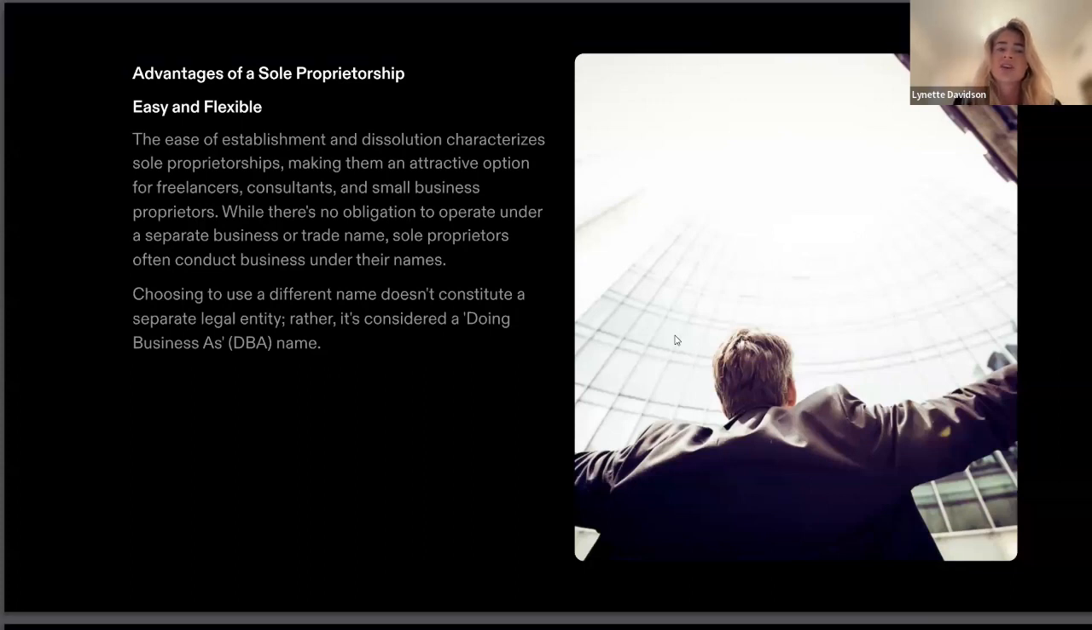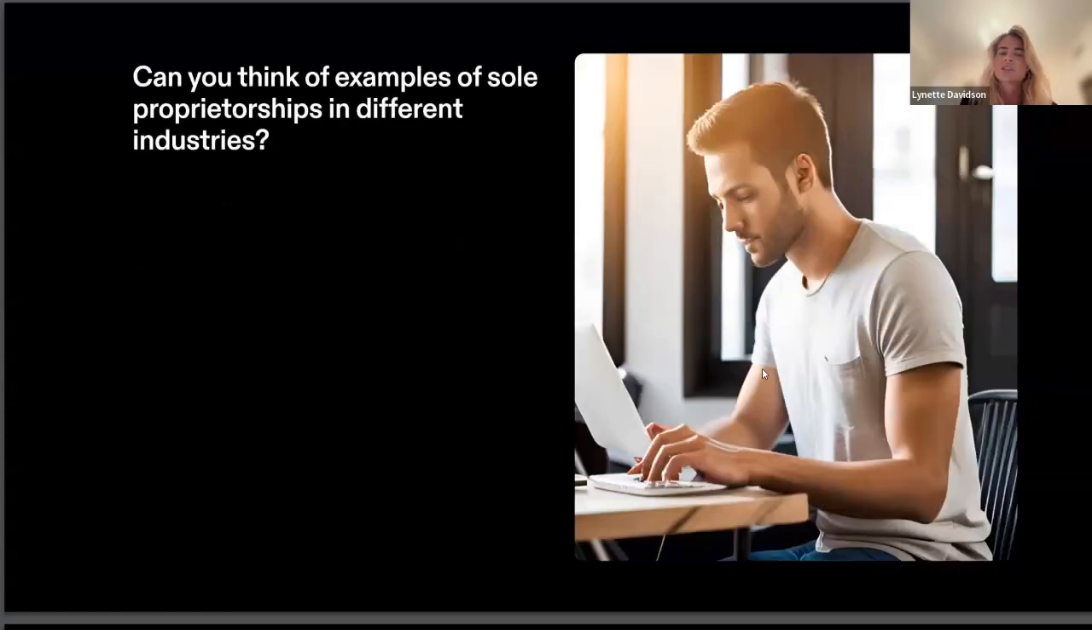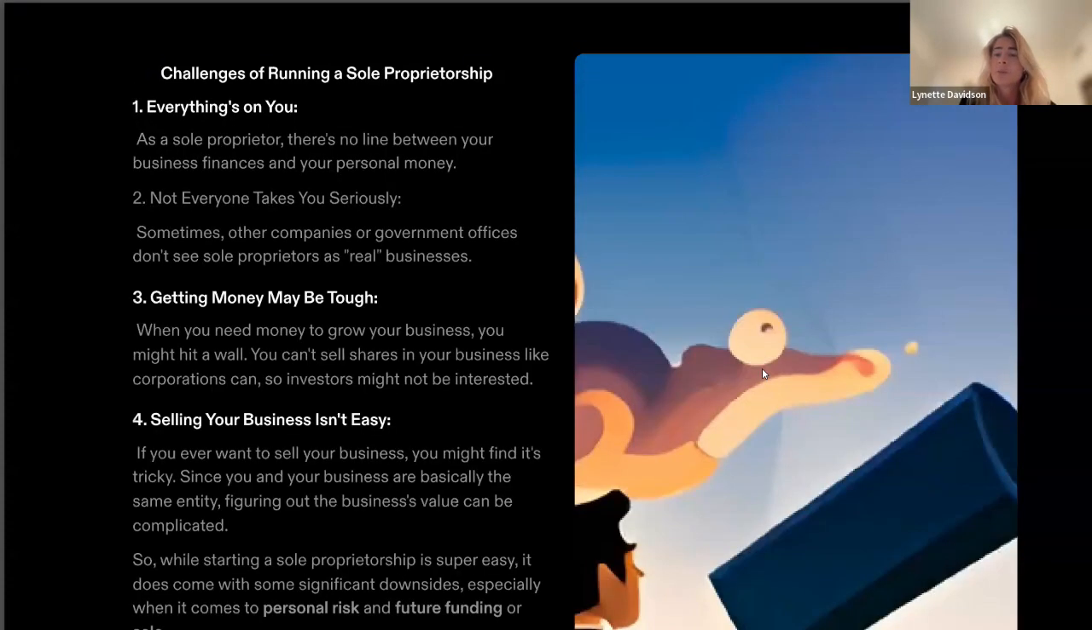The second challenge you have is that not everyone will take you seriously. Sometimes other companies or government offices don't see a sole proprietor as a real business. They might worry about tax issues, or they think you might not be as professional as a bigger established company. This can make it hard to get certain jobs or contracts.